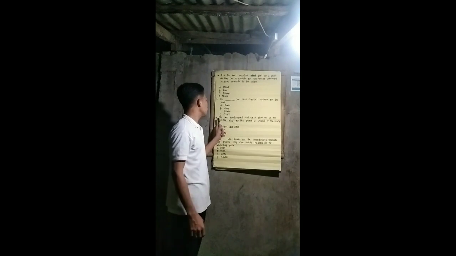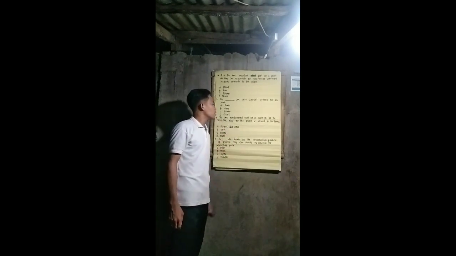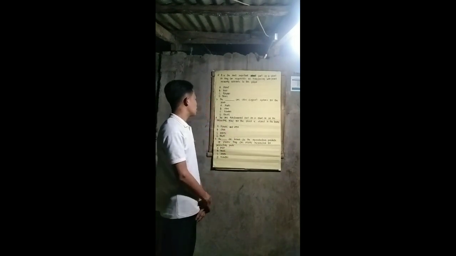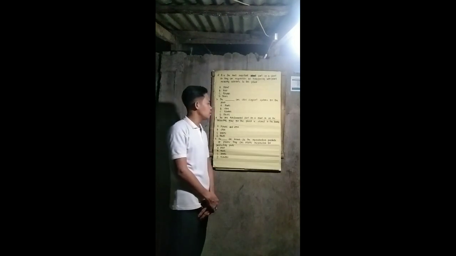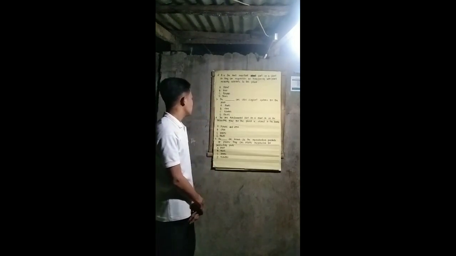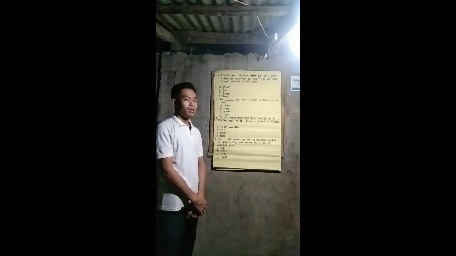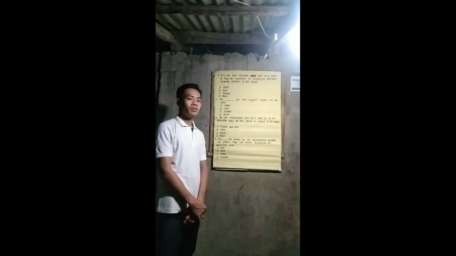And number 4, this is the fundamental part of a plant as all the necessary food for the plant is stored in the leaves. Letter A, plant stem. Letter B, stem. Letter C, leaves. And letter D, roots. Did you follow? Okay.